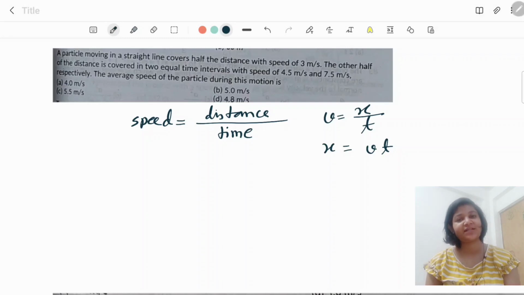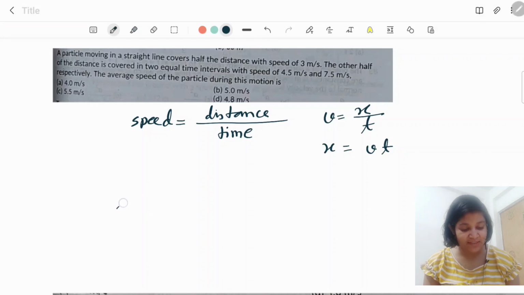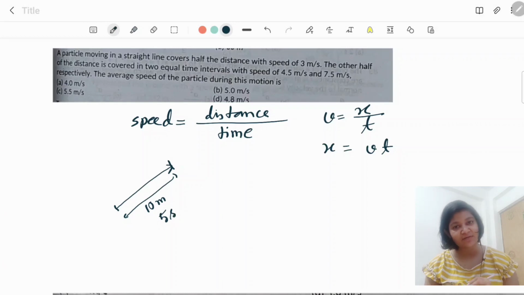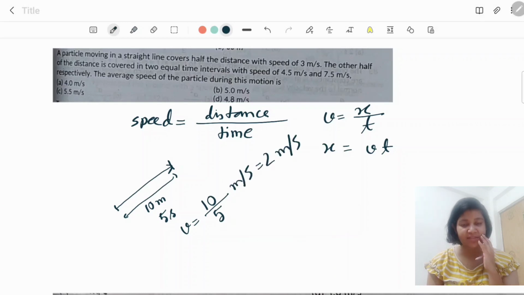But velocity, on the other hand, is a vector quantity which has a value as well as a direction. So if the particle is moving in this direction in a straight line, consider, and let us call this distance as 10 meter, and the particle has taken say 5 seconds to cover the distance. So I can write the speed is equal to 10 by 5 meter per second or 2 meter per second.